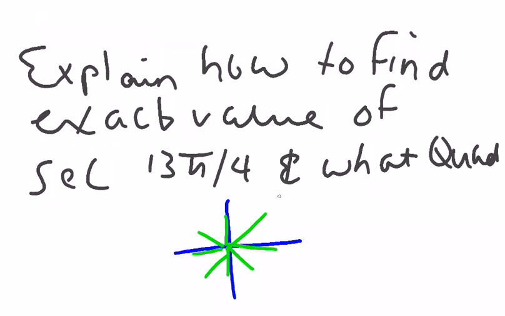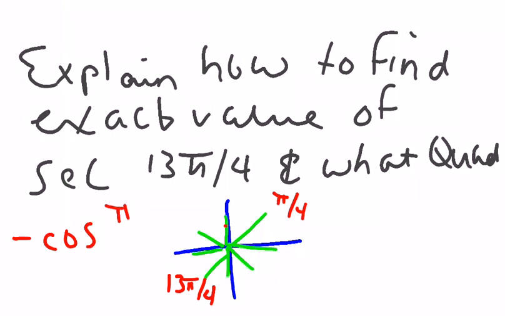So we start here with 1 pi over 4, then 2, 3, 4, 5, 6, 7, 8, 9, 10, 11, 12, 13. So 13 pi over 4 sits in the third quadrant. And so with this being the third quadrant, we know that secant is 1 over cosine, and cosine here is going to be negative cosine because of the quadrant.